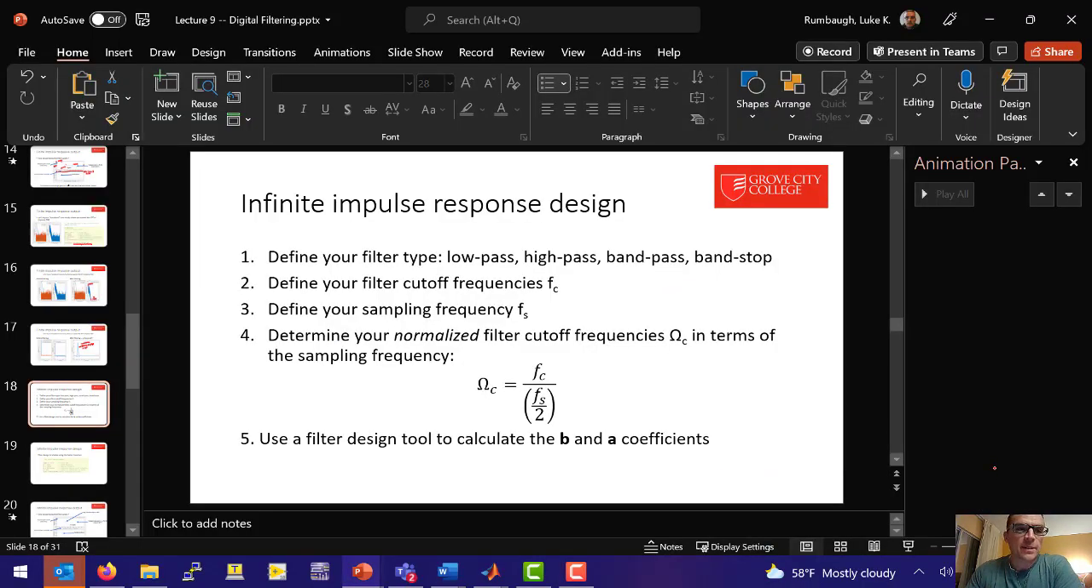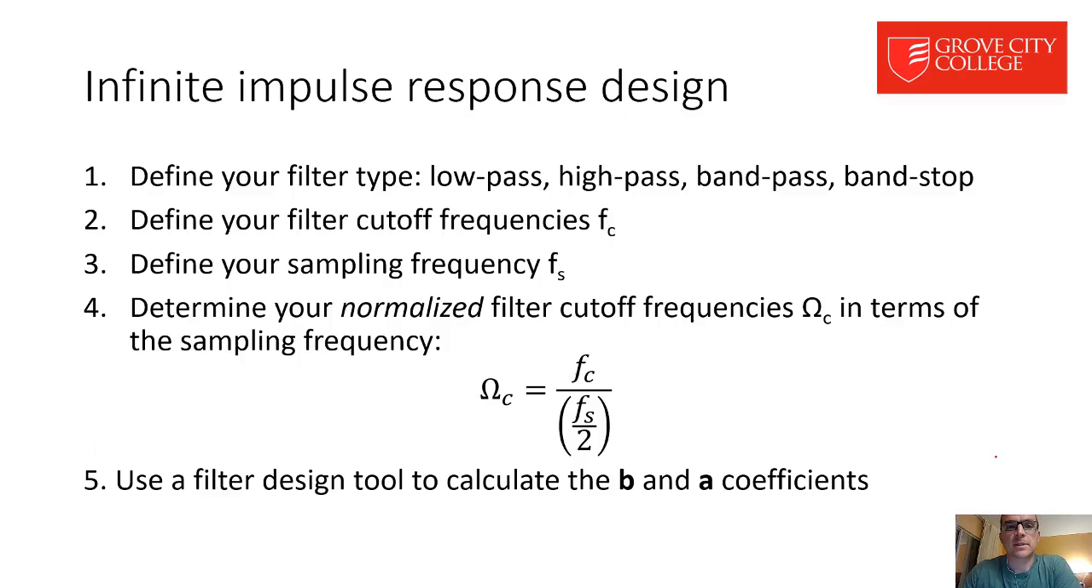Okay, so that brings us to infinite impulse response filters. This is the same story again, so just buzz through this. Just like with finite impulse response, you define your type, you define your cutoff frequencies, and you have your sampling frequency set. Then you get your normalized cutoff frequencies. Now your filter design tool is going to give you both B for the feedforward and A for the feedback coefficients. Now you've got feedback coefficients.